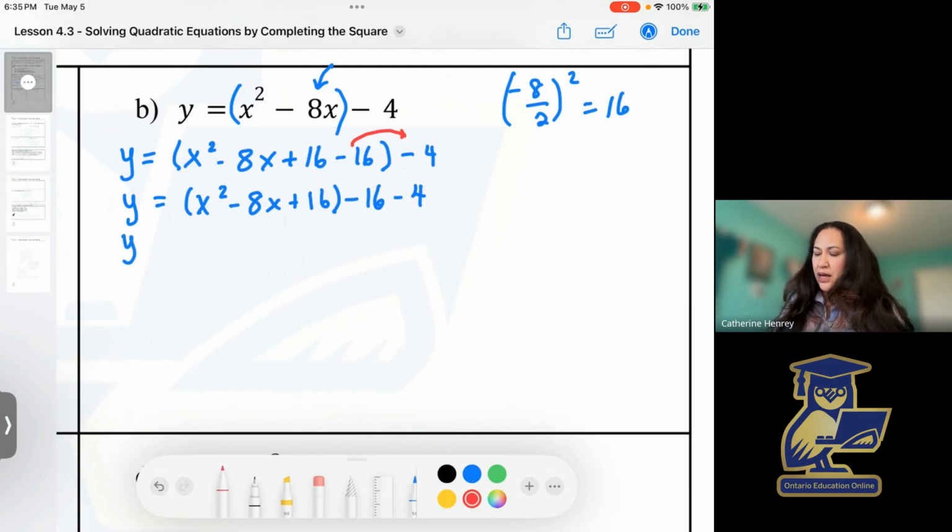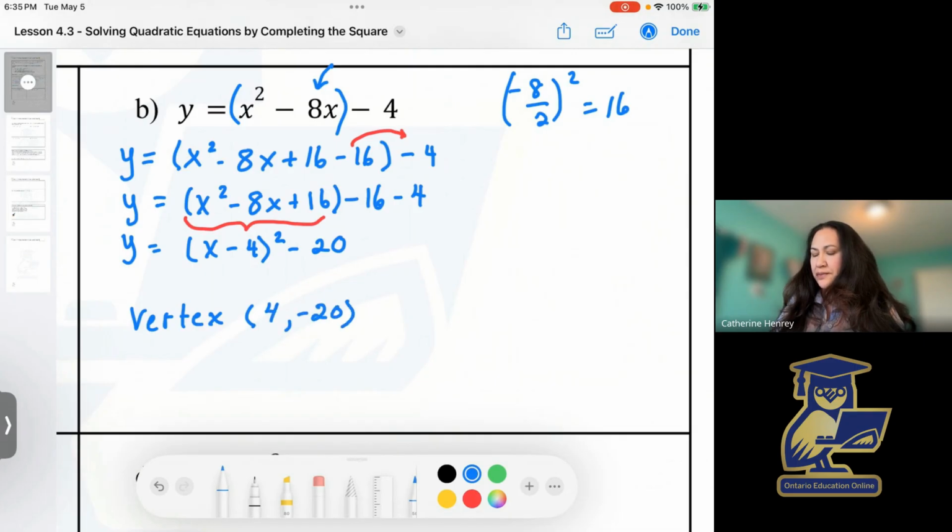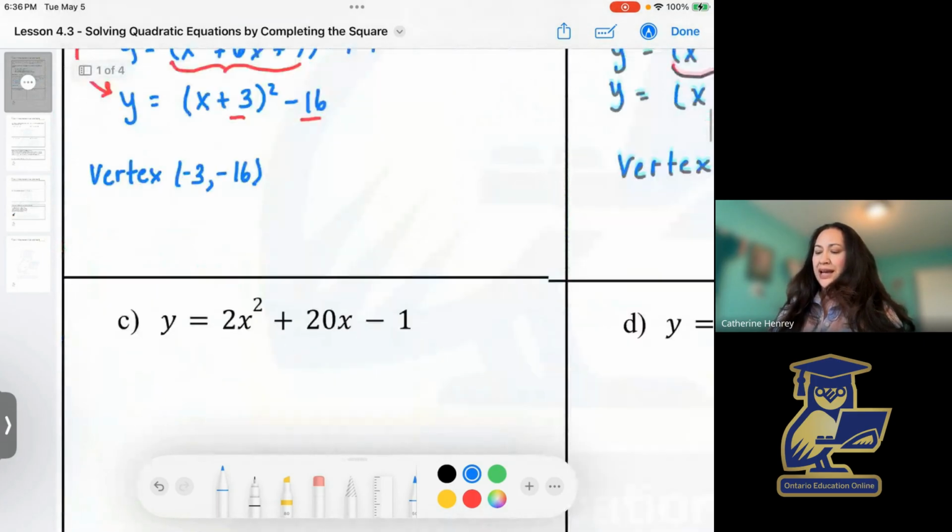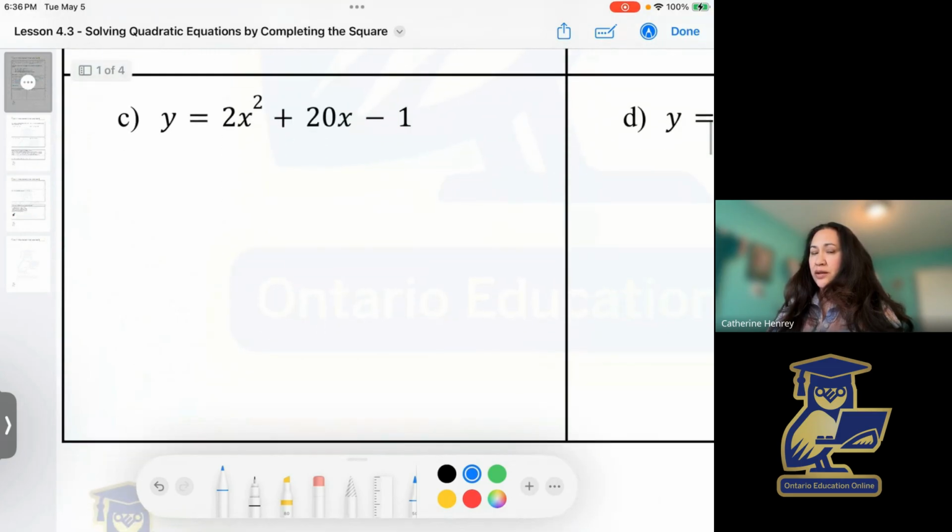So again, we've created a perfect square trinomial. And so when I rewrite it, I put it in brackets x minus 4 squared and then minus 20. So my vertex here, h and k, in this case, h is 4 and the k is -20. All right, so those are two examples where our coefficient on the x squared term is 1, but let's take a look at some examples where that is not 1.